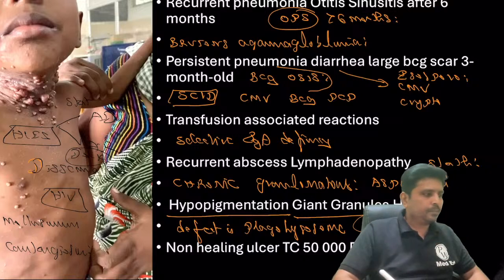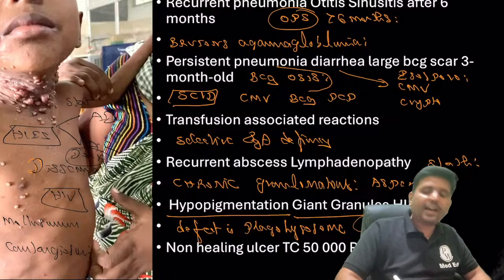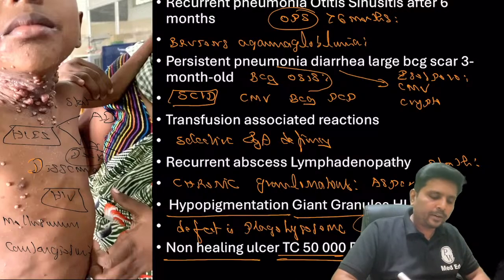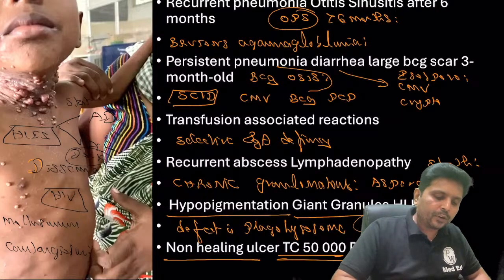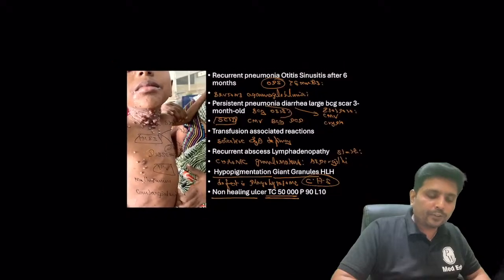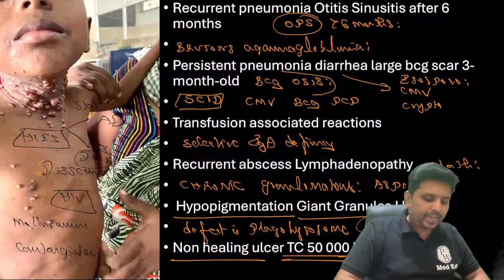Chediak-Higashi syndrome. Okay, which one? Hypopigmentation, giant granules in the neutrophils. And finally, a non-healing ulcer with a total count of 50,000 and your neutrophil is around 90. Don't think that it is a leukemoid reaction.